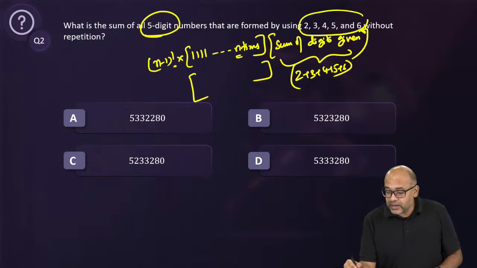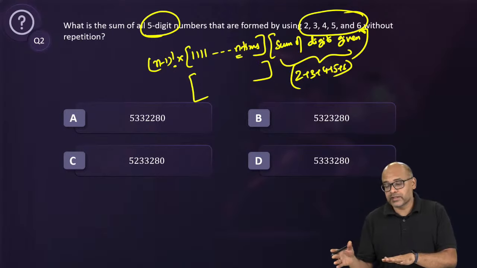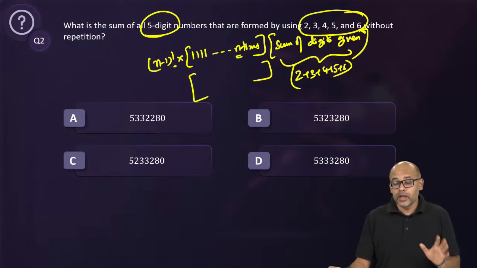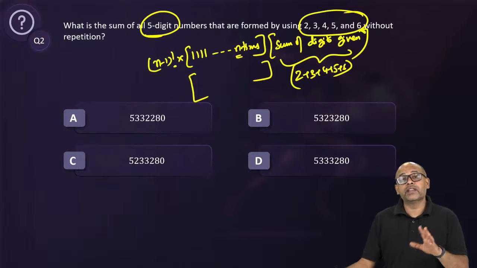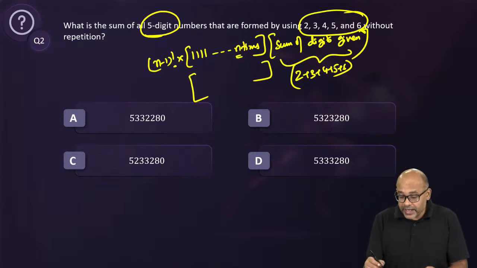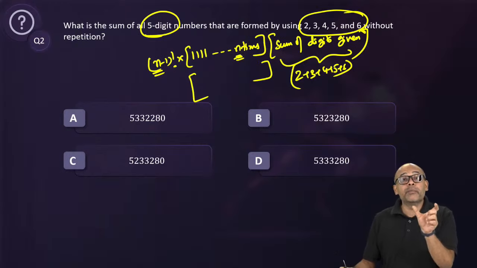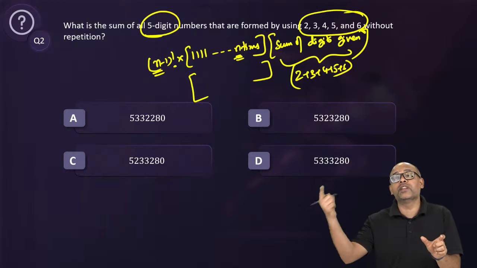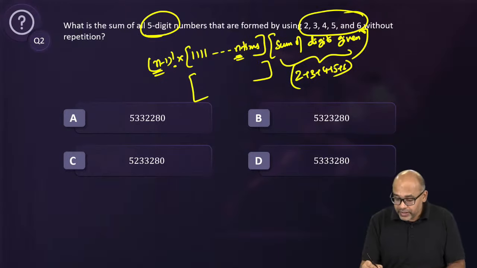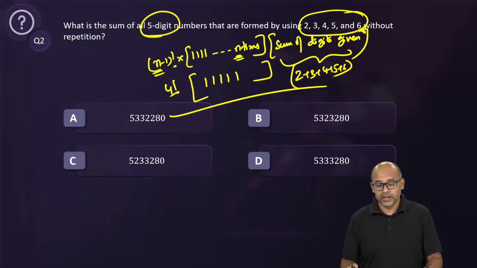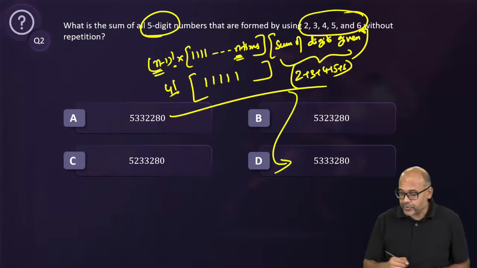See guys, here 5 digits are given and you're supposed to find a 5 digit number. But I can have a question where there are 7 digits and only a 5 digit number is being asked. So the n here and the n here talks about the length of the number being formed, not the number of digits given to you. So here it will be 11111 and then 4 factorial. This is the answer. Is this clear? So this will give you the answer as option D.